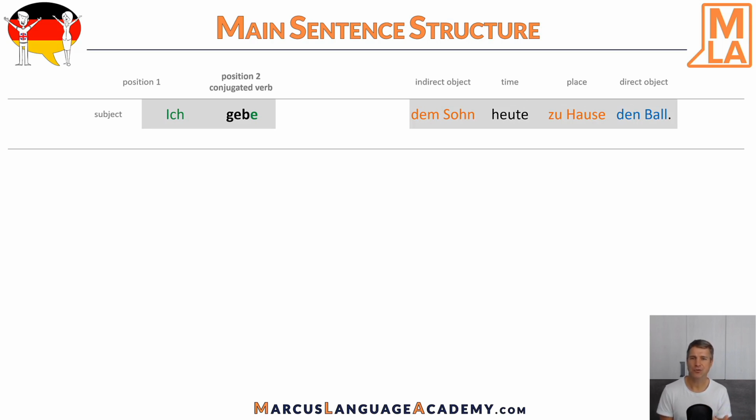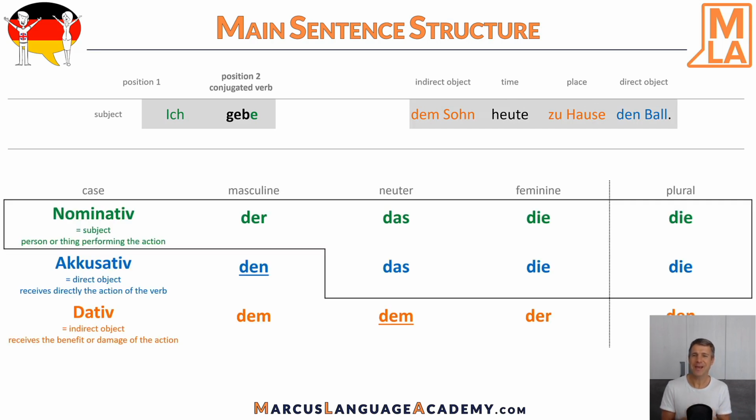Ich gebe dem Sohn heute zu Hause den Ball. I give to the son today at home the ball. The colors we have here are the colors to visualize the cases. If you want to learn more about this, feel free to watch my video on the German cases. But let's go back to the sentence structure.